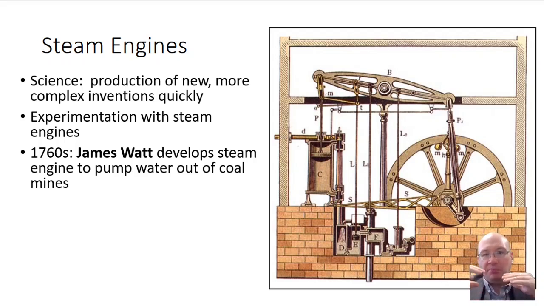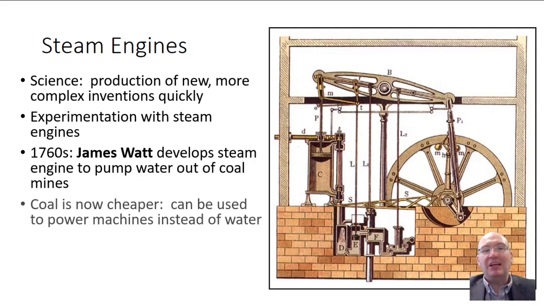Basically, here's the problem. When you mine, you can only go so far down before you hit groundwater, and then you have to start pumping the water out, or you have to find miners with gills, because human beings cannot breathe underwater. And eventually the water rushes in so quickly, once you go deeply enough, you're not able to just pump it out with hand pumps. So James Watt develops a steam engine that is very efficient, that can be used to pump water out of coal mines so that miners could do work.